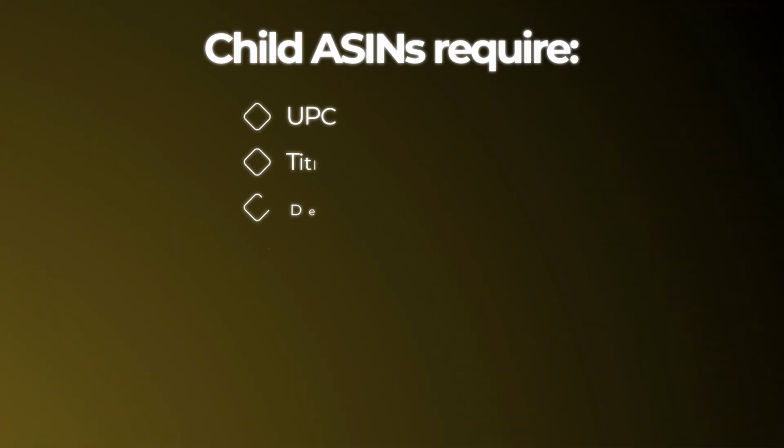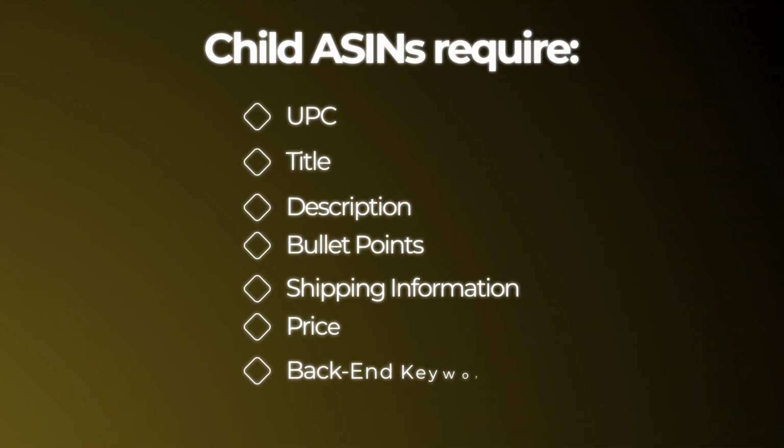But now moving on to child ASINs, these are essentially the standalone Amazon listings that come together as the variations. They still require all the same things as a standalone listing, such as a UPC, their title, all the shipping information, price, etc. This variation is what a customer would actually purchase when they visit the listing.